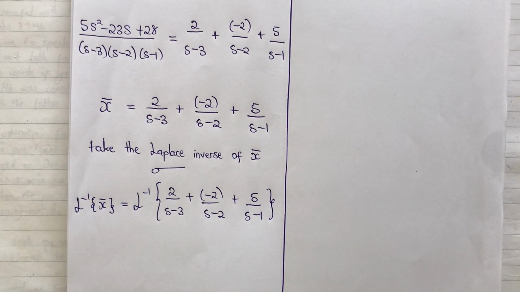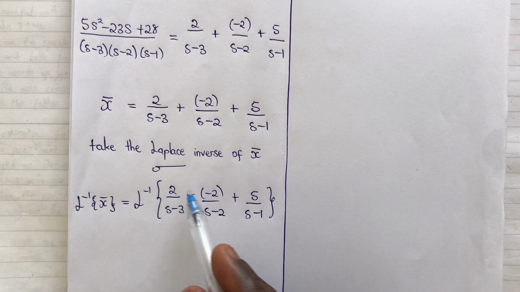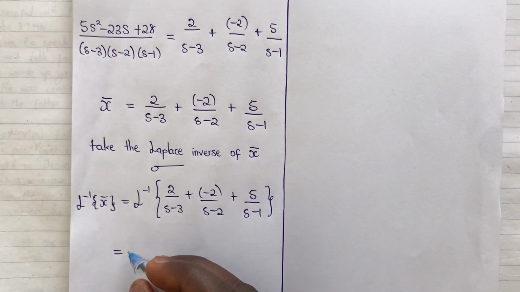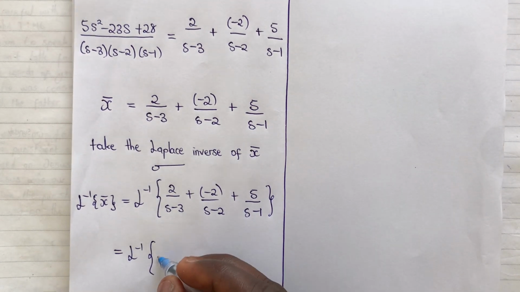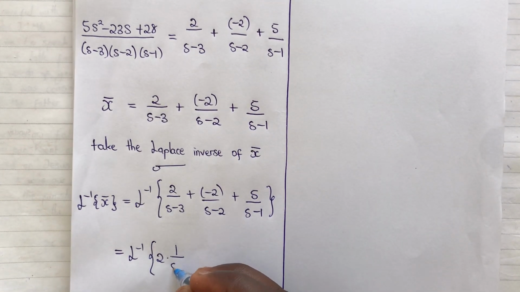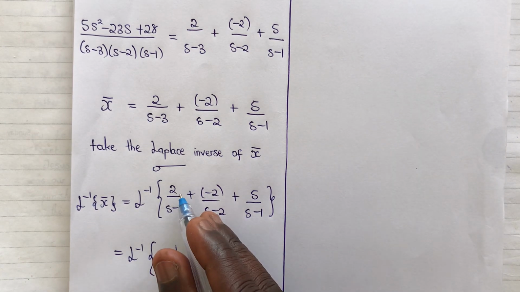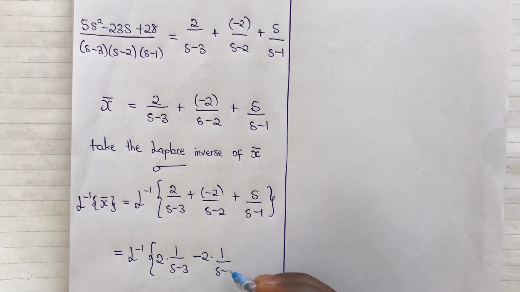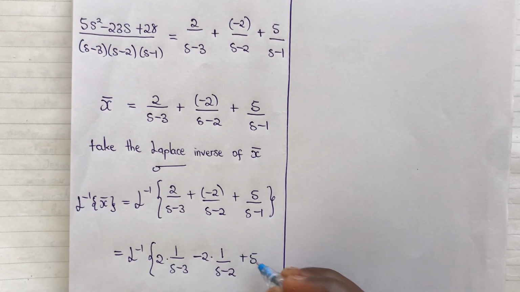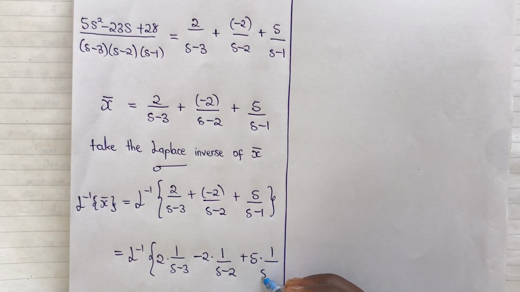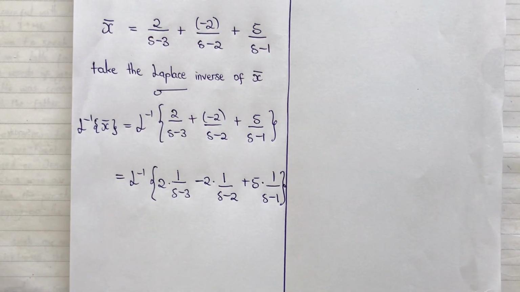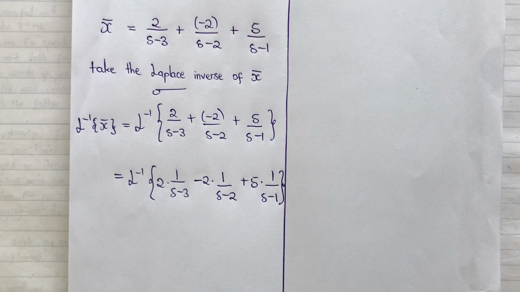Now to make the work very simple for you, I'll factorize all these values out and rewrite it as Laplace inverse of 2 times 1 over s minus 3, minus 2 times 1 over s minus 2 plus 5 times 1 over s minus 1. Okay, so this makes it very simple for me to take the Laplace inverse.